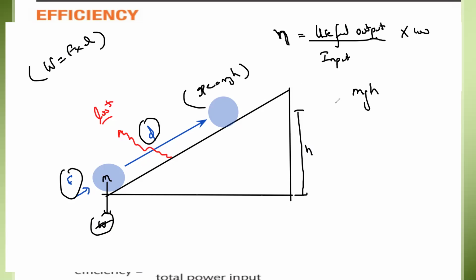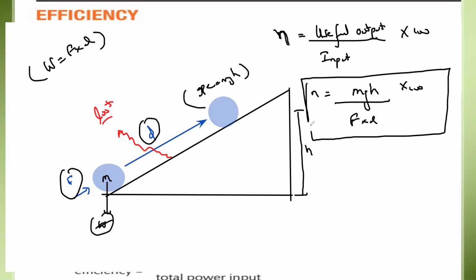And what about the input? The input will be force times the distance. So to calculate the efficiency on the inclined surface, it's the gravitational potential energy divided by the total input work done, multiplied by 100. Is this clear? Any question or doubt up to this point?